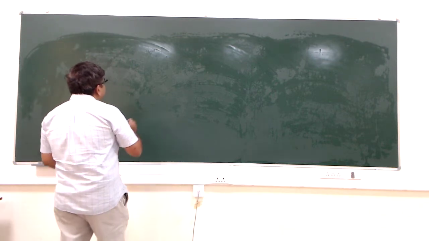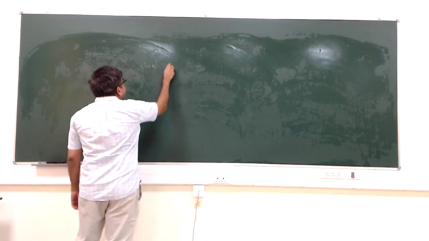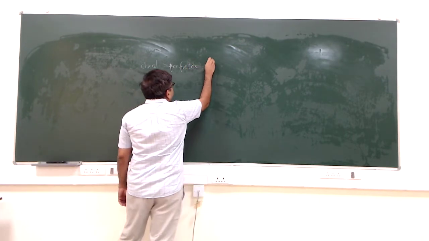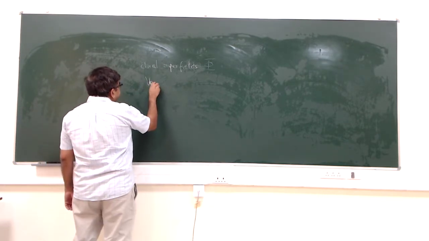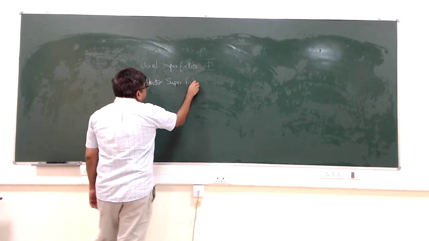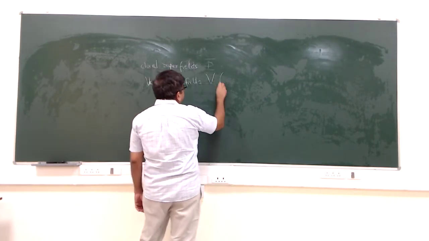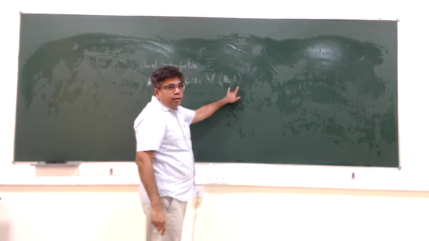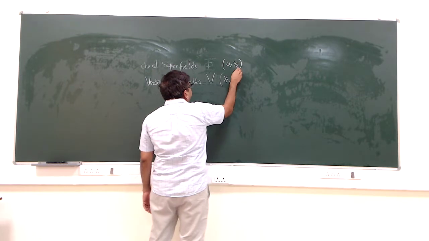What we realized was that there are two kinds of superfields. One is called chiral superfields, which we denote by phi. And then there are vector superfields. From spin half to spin one, they have one different of two different spin half and spin one. These are multiplets of spin zero and spin half.